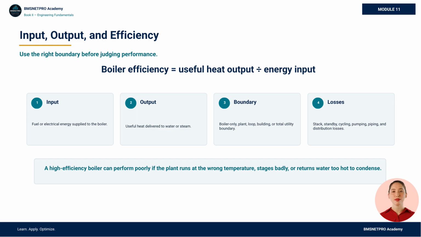Input is the energy supplied to the boiler. Output is the useful heat transferred into water or steam. Efficiency is the relationship between the two, but the boundary matters. A boiler-only number is not the same as a full plant number. In BAS work, avoid comparing numbers with different boundaries. A condensing boiler may have excellent rated efficiency, but if the return water is too hot, if staging is poor, if the plant short cycles, or if pumping energy is excessive, the heating system may perform far below expectation.